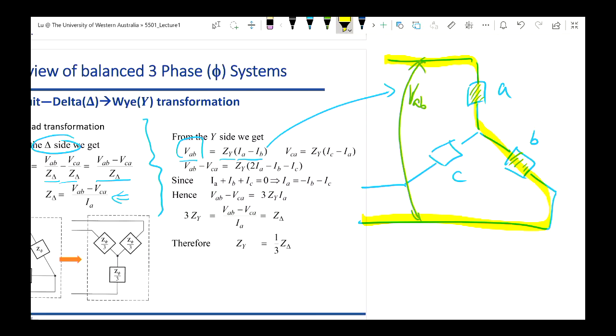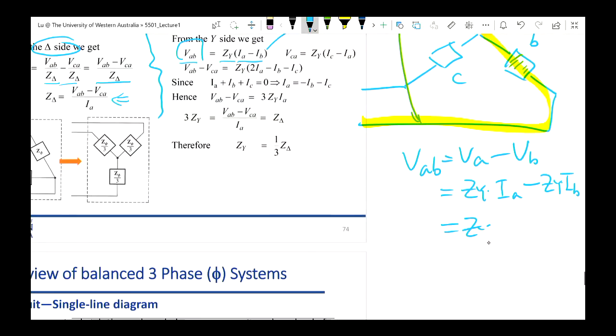So if I want to evaluate the voltage change between A and B, VAB is equal to VA minus VB. VA is the voltage drop of the first phase, the phase A voltage. That's equal to ZY times IA. Minus, for phase B, the voltage drop of the impedance at B is ZY times IB as well. And you can just extract the ZY out of these 2 terms to derive ZY times (IA minus IB). Okay, this whole thing here.